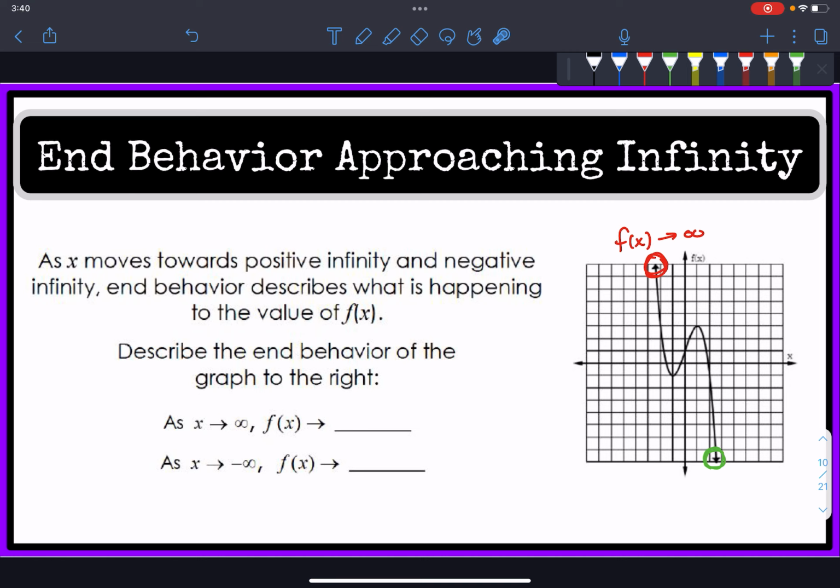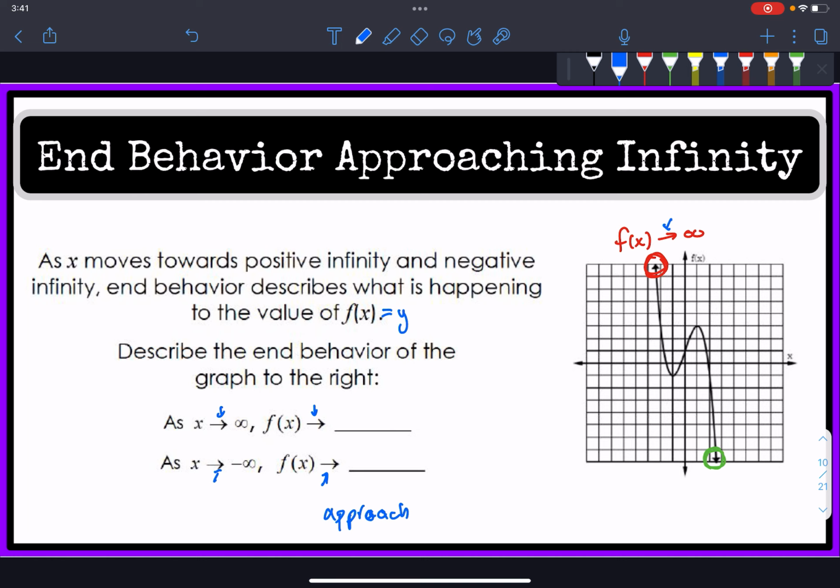So as x moves towards positive infinity and negative infinity, the end behaviors describe what is happening to the values of f of x. Again, your y values. Remember, f of x is the exact same thing as y. So what's happening to the y values? Now, since we're not going to equal these, these arrows that we're using here and over here, that is read as the word approach. Like approaching. Okay, it's getting closer and closer to it, but actually never going to reach it.